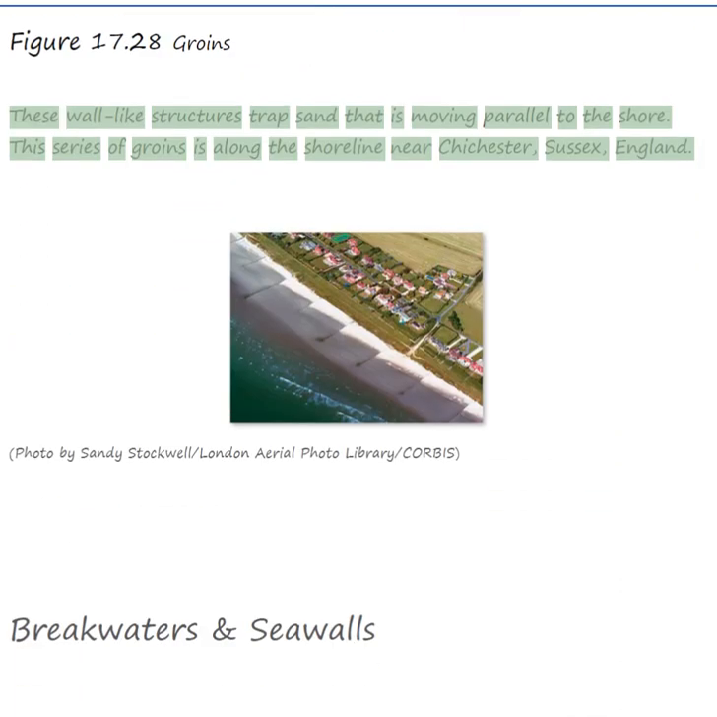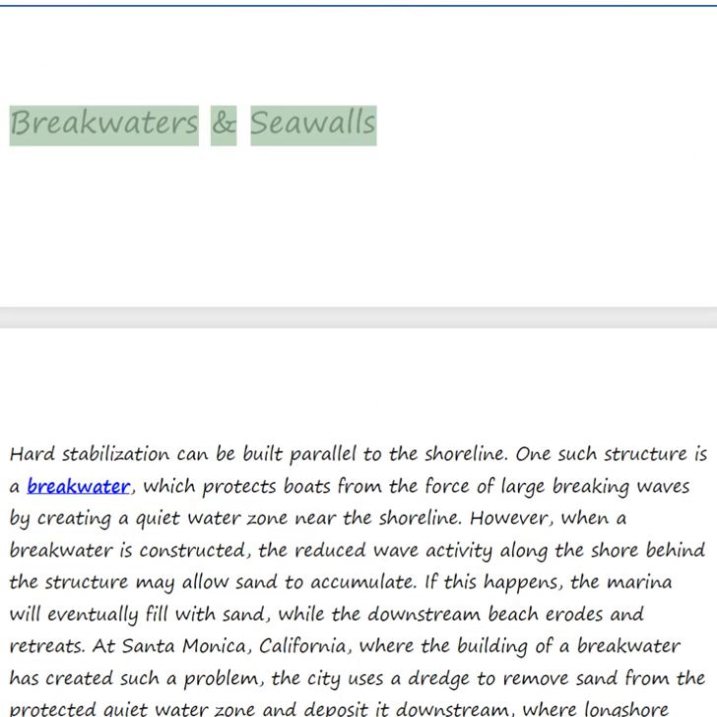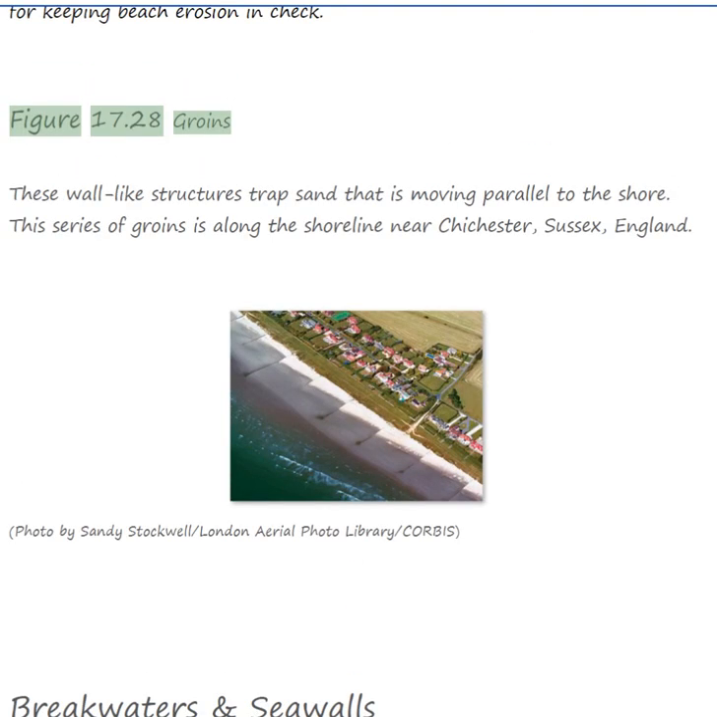These wall-like structures trap sand that is moving parallel to the shore. This series of groins is along the shoreline near Chichester, Sussex, England. Breakwaters and seawalls. Figure 17.28 Groins.